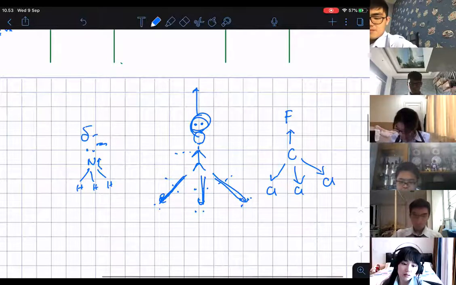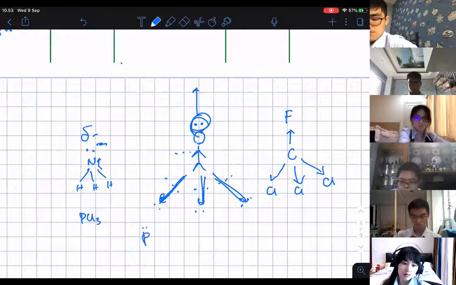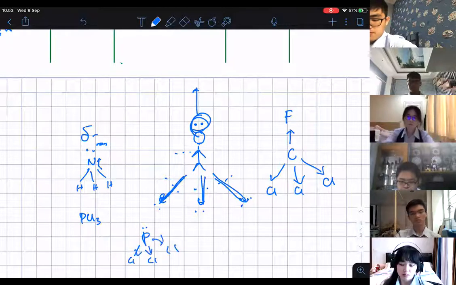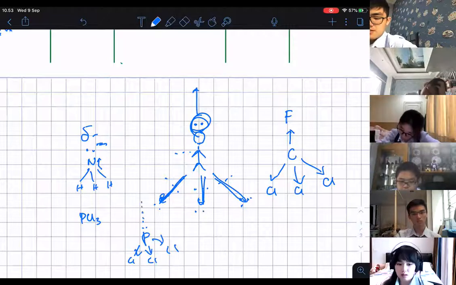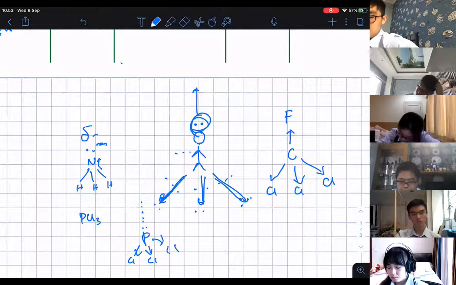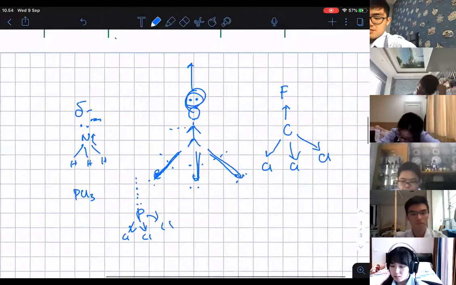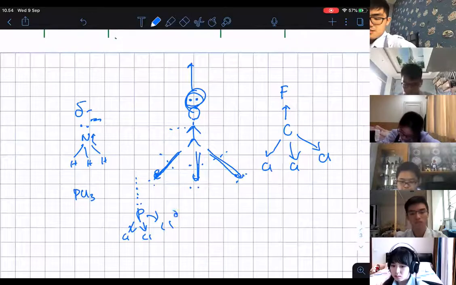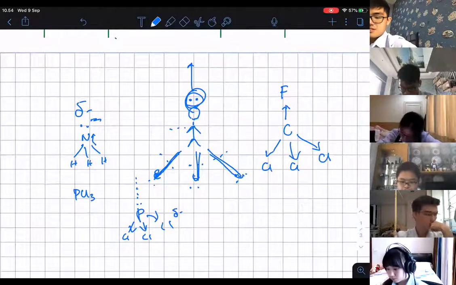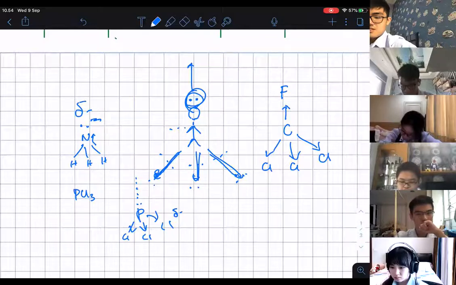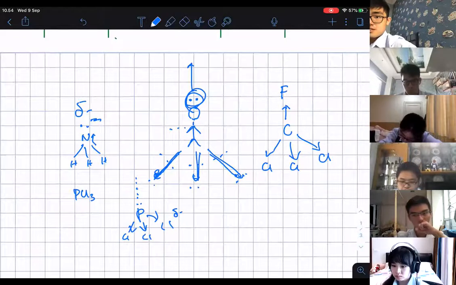But if you have PCl3, P will be here, lone pair here, Cl, Cl, Cl. Even though they're trying to pull over here, it will not be cancelled equally because it's not symmetric. So there will still be possibilities of the electrons being somewhere. I think most likely the lower part will be delta negative, because three forces are pulling it down. Is that okay, Christopher?